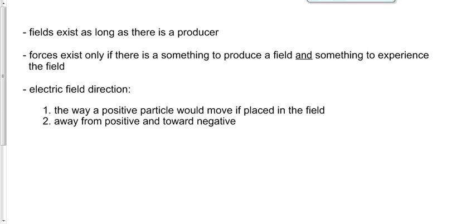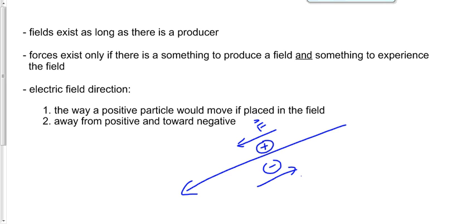Finally, we define the direction of a field as the way that a positive particle would move if placed in the field. We've got an electric field pointing this way. We put a positive particle right there, it would experience a force this way. If we put a negative particle right there, it would experience a force this way. What caused that field? Who cares? Which way would the particles go in that field? Positive would go with it, negative would go against it. Why? Because that's the way we define the direction. Positives go with the field, negatives go against the field.